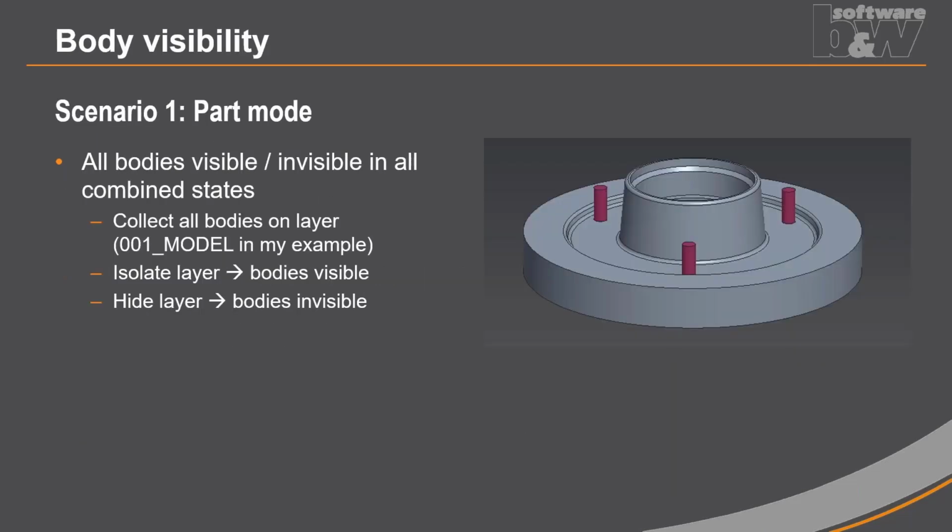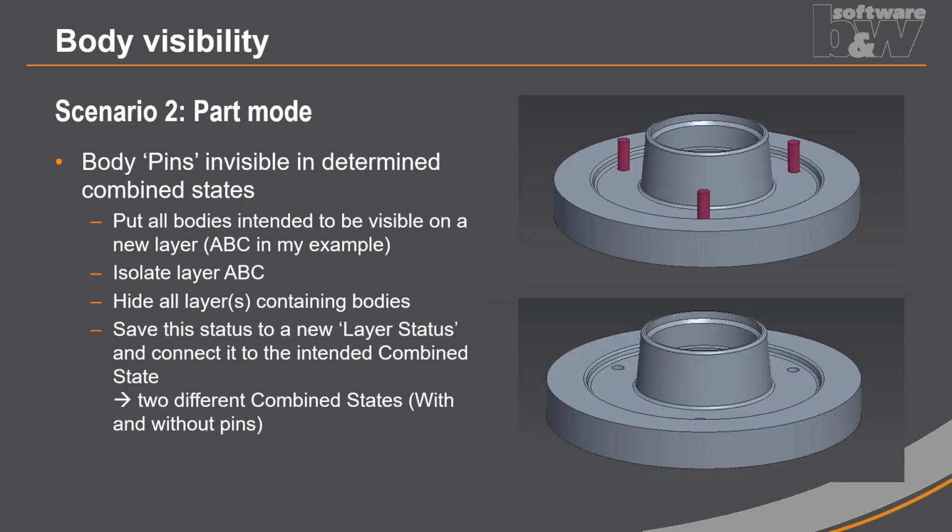So with this, let's dive into the scenarios a little bit more deeply. The first one was part mode, all bodies visible or invisible in all combined states. So very easy. I collect all my bodies on a layer. I isolate the layer, my bodies are visible, or I hide the layer, the bodies are invisible. So very straightforward.